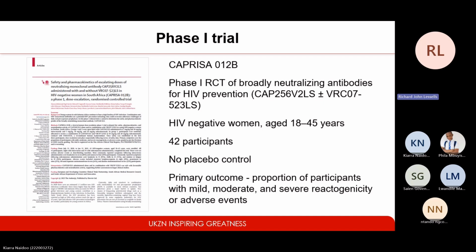Can you see here that, okay, 42 is a small number, but let's say all of those 42 people got a very, very severe reaction to this injection of the broadly neutralizing antibody. Do you think you would then carry on testing that product? No, because that would be a signal that there's something seriously wrong with this, and it wouldn't be safe to continue using it. If nobody develops any serious problem, does that tell you that it's safe?